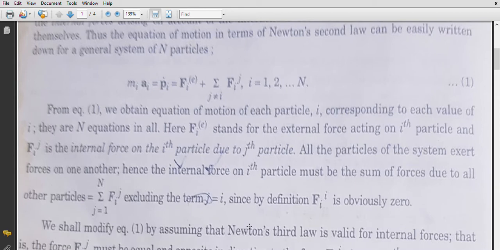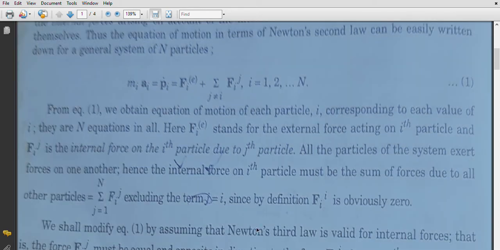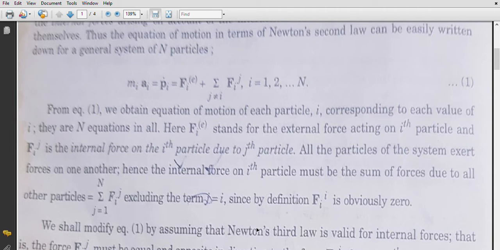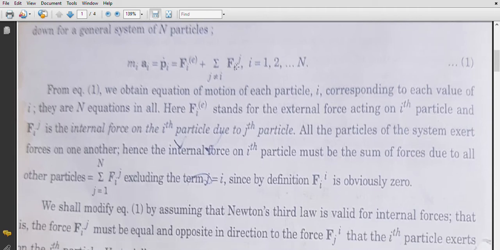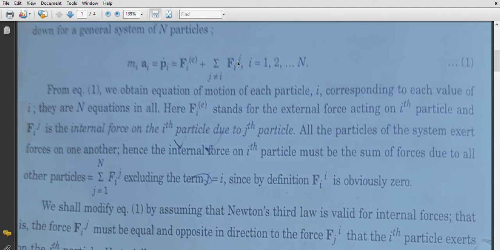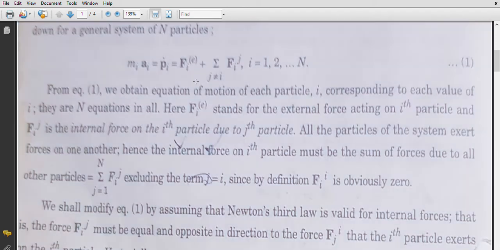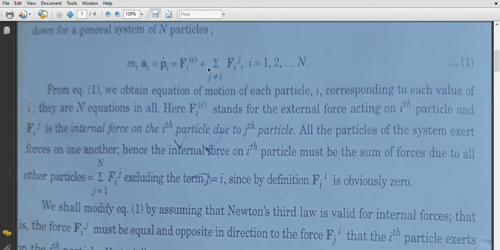Here Fij is the internal force on the ith particle due to the jth particle. Here I have used j not equal to i, which means that when j will be equal to i, we will have this expression as Fii, which means force acting on the ith particle due to the ith particle, which obviously is 0. Therefore, I have written j not equal to i.